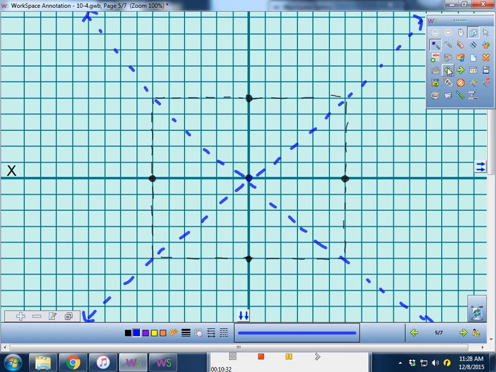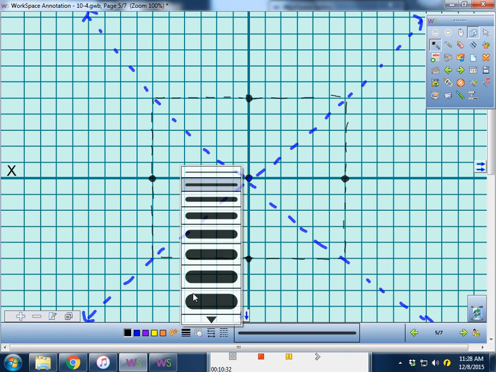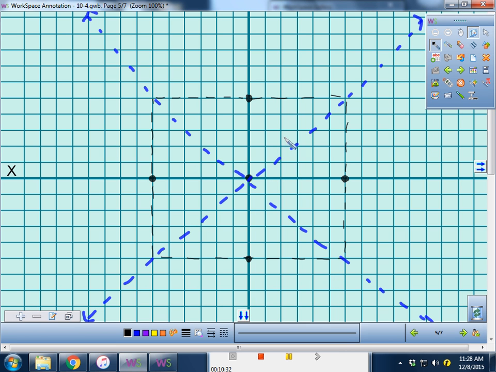Now, since this opens up and down, that means that the dots on the top and the bottom will be your vertices. So let's put a V by those. And that means the dots on the side are your co-vertices. So let's put a CV there.